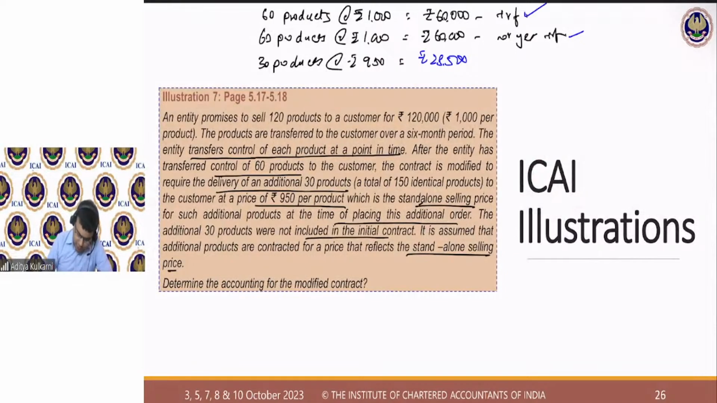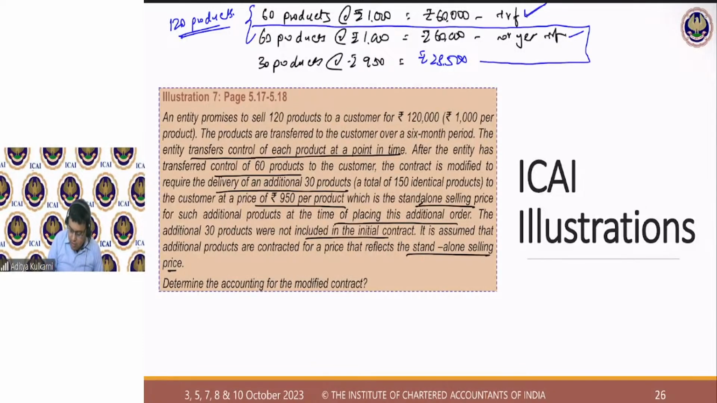You want me to explain the example once again? So let us quickly look. The first contract was for 120 products. Out of 120, 60 products are already sold and transferred. The remaining 60 are pending to be transferred. That revenue also will be recognized at 1,000 rupees because that is the contracted price. Then while this contract was being performed, in between, you got an additional contract for 30 products.